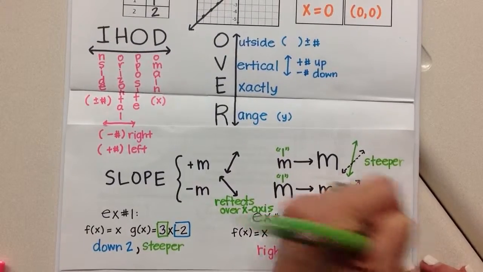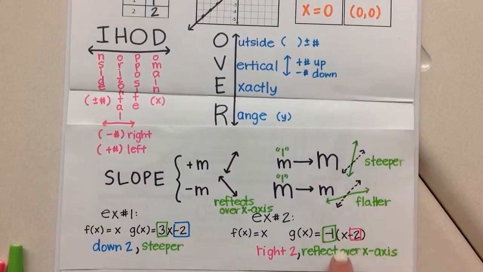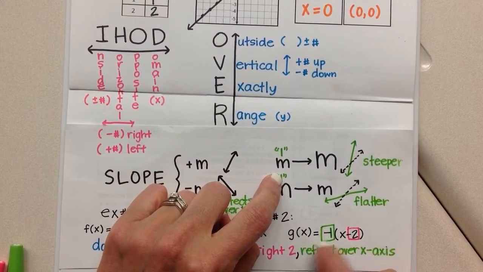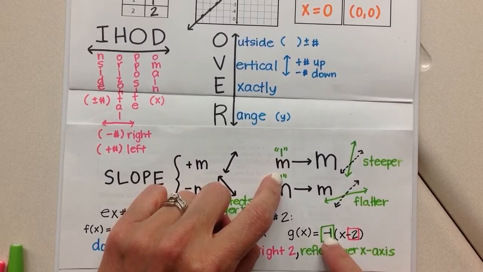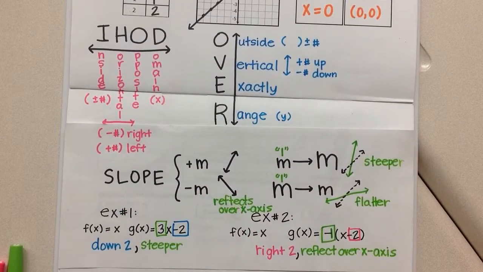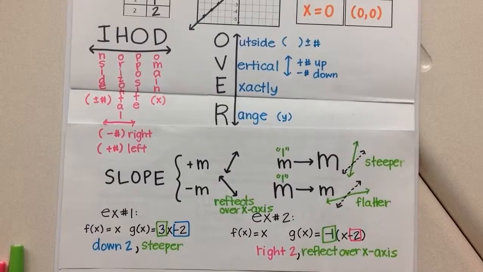But did it get steeper or flatter? So that's where we look at the number. If the number started at a 1 and it's still a 1, that negative is talking about the reflection, so we're going to ignore it. Now we're just looking at the number. If it didn't change, 1 and it still stayed a 1, it didn't get bigger or smaller, so it's not going to get steeper or flatter. Those are the only changes that we have to our linear function.